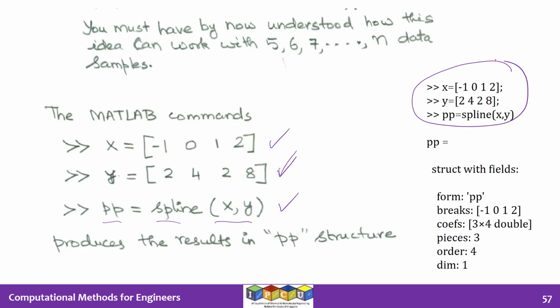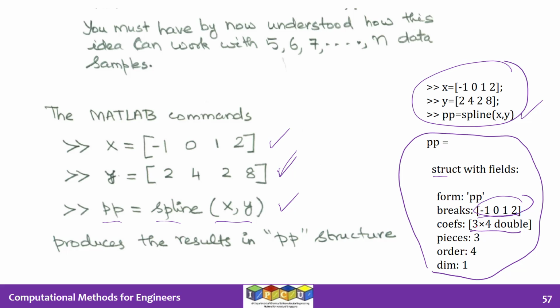As you can see here, this is from MATLAB session. So it produces this result upon execution of this command. So it says pp is a structure which has the following fields. Form is pp. It has breaks. I'll try to explain what it is. These coefficients, remember the 12 parameters, so that comes out as 3 by 4 matrix of coefficients. Double means it is a number. It's a numerical thing with double precision. And then it says something about pieces, it says something about order, it says something about dimension.